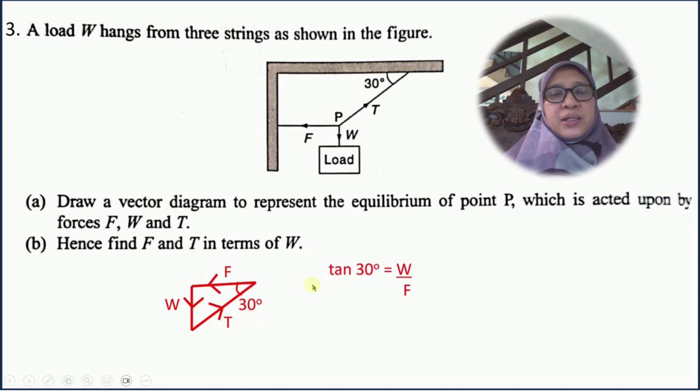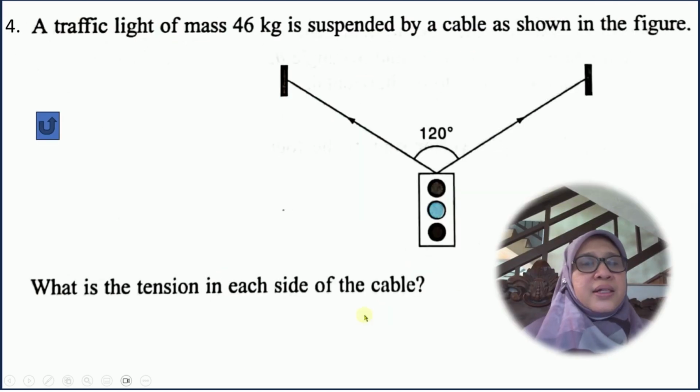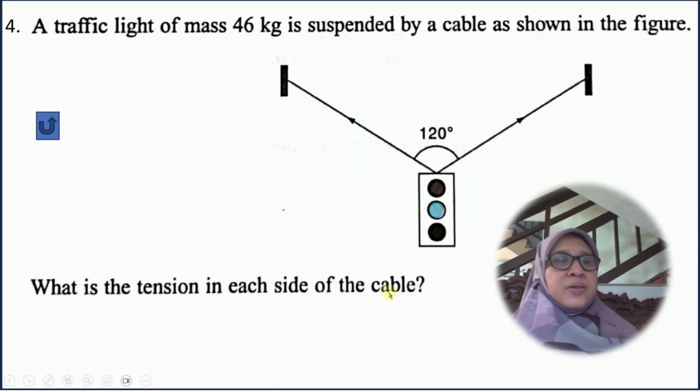So we can use tan 30 degrees equals weight divided by F. We use the trigonometric ratio. So F is weight over tan 30 degrees. Then if we use sin 30 degrees, the opposite is the weight and the hypotenuse is the tension in the string. So the tension in the string T equals weight over sin 30 degrees. So this is for question B, find F and T in terms of W. The question is done. Next, we go to question 4.